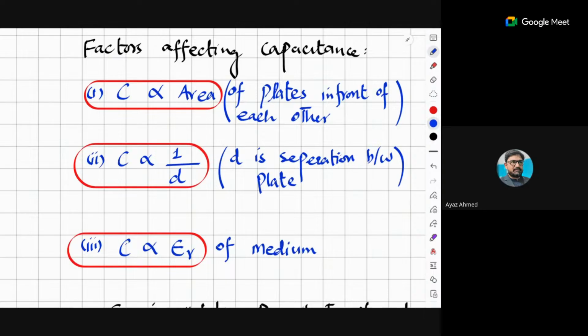So will you people remember this? What are the three factors? First, the area of the plates. Second, the separation between the plates. Third, the nature of the material. Got it?